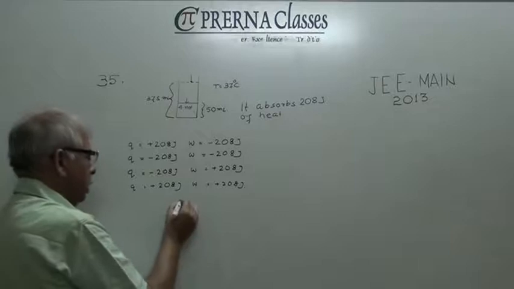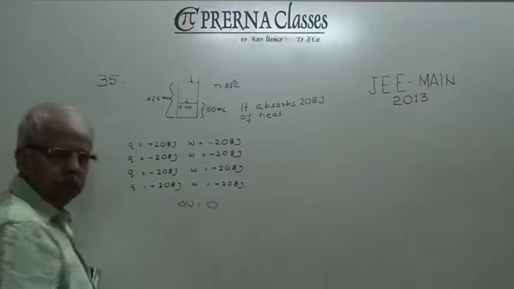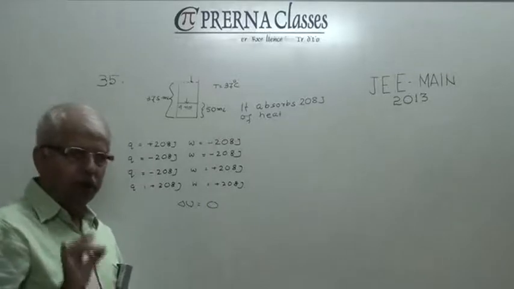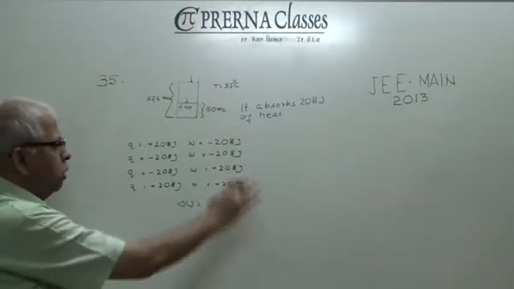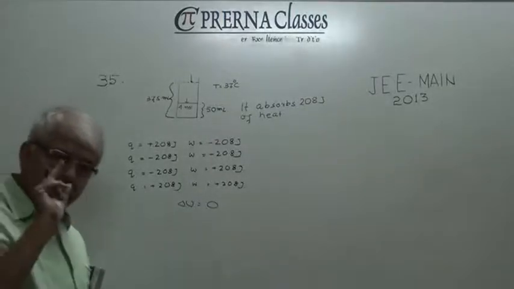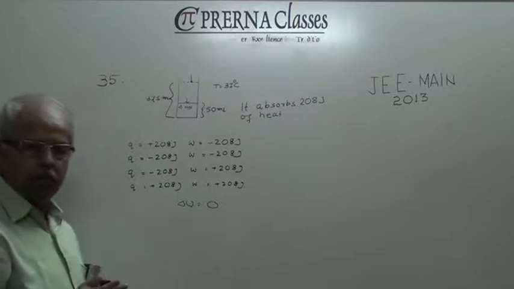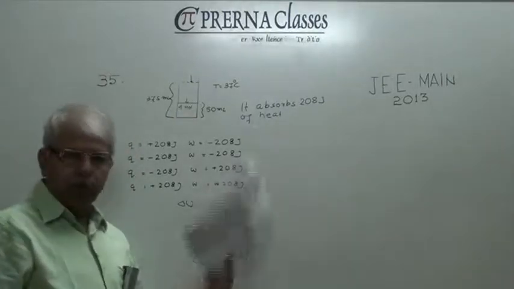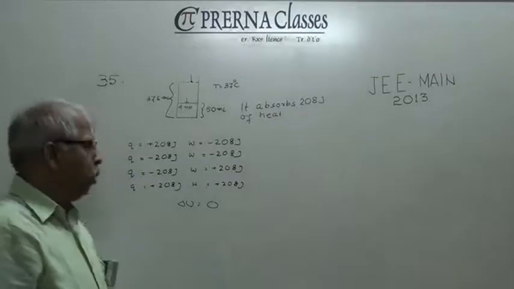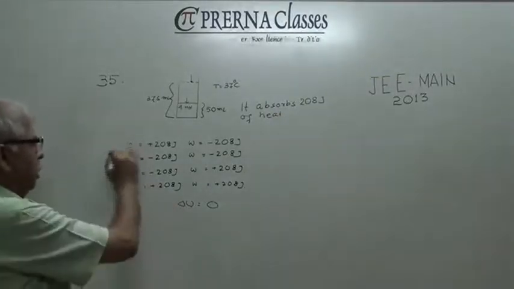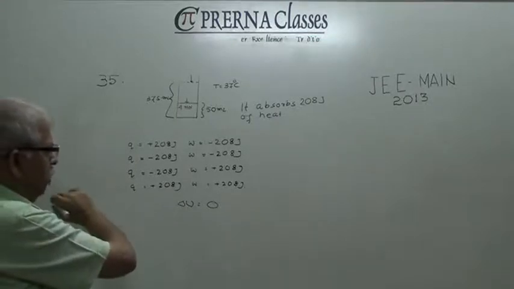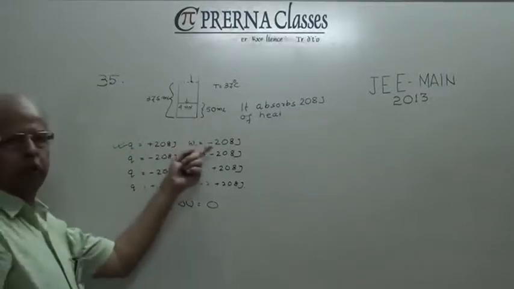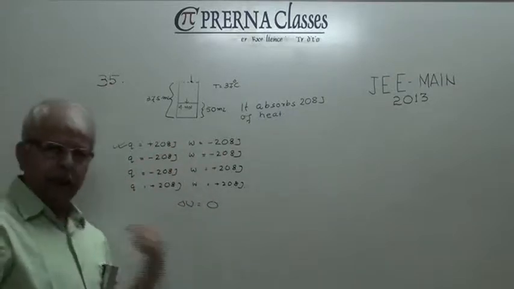Since the process is isothermal, del U is equal to 0. So the numerical value of work and Q should be equal, and that is equal to 208 joule. Now, since work is done by the system, the work should be negative, and since heat is absorbed by the system, Q should be positive. Q should be positive, work done should be negative, so the first option is the correct option.